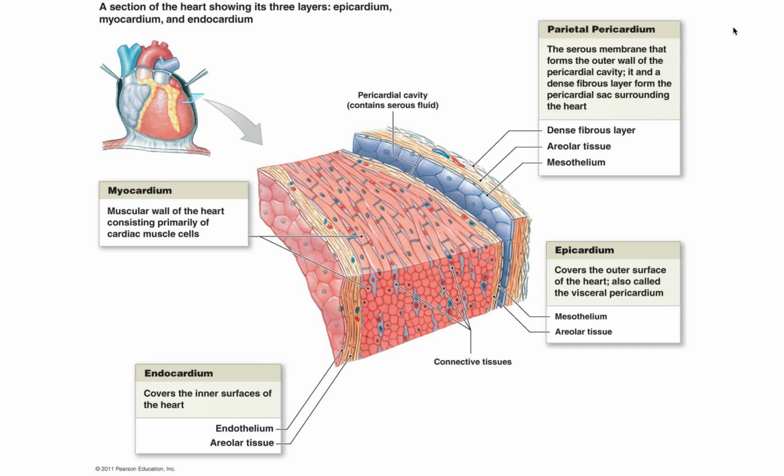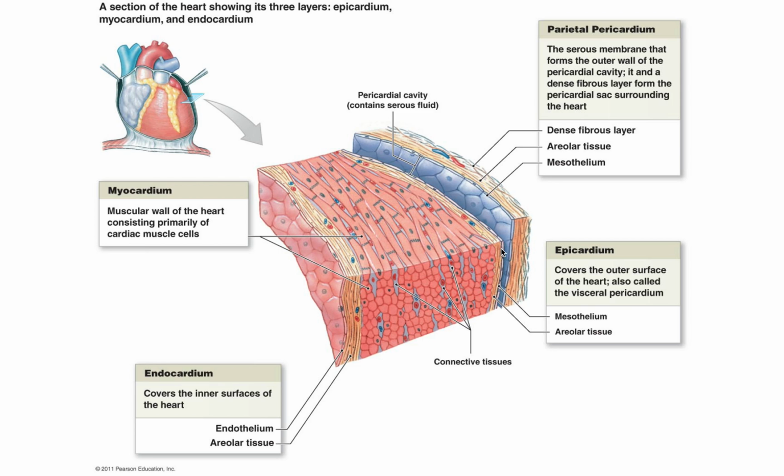The innermost layer is called the endocardium, which we see right here. It provides a smooth surface for blood flow and it's continuous with the blood vessels. You can see it's a layer of simple squamous epithelium. Then the thickest layer is the myocardium. That's the muscle layer of the heart, and that's the part that contracts to pump blood.